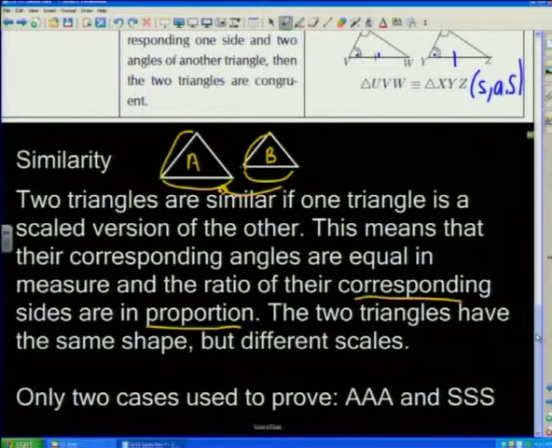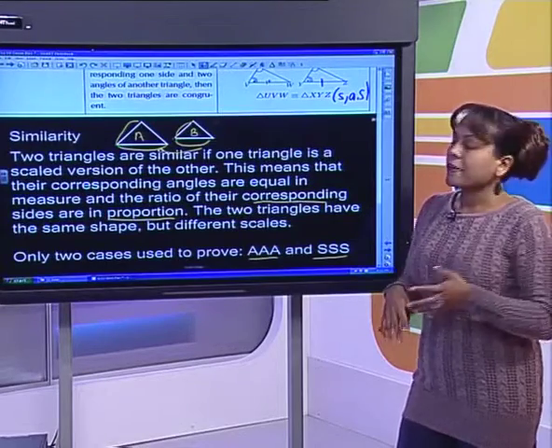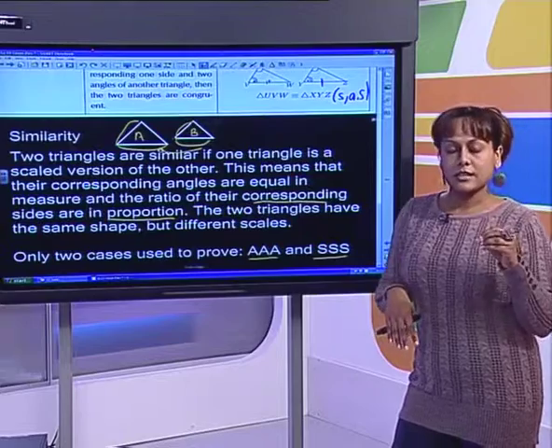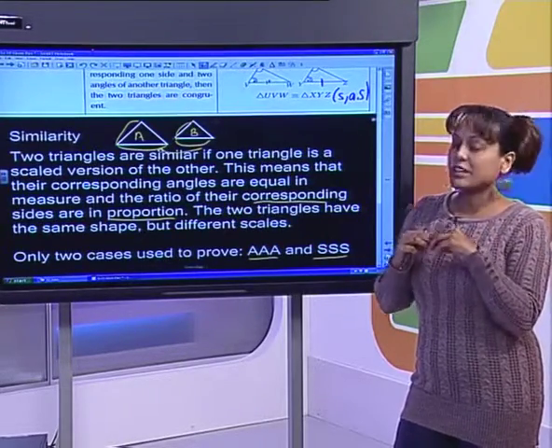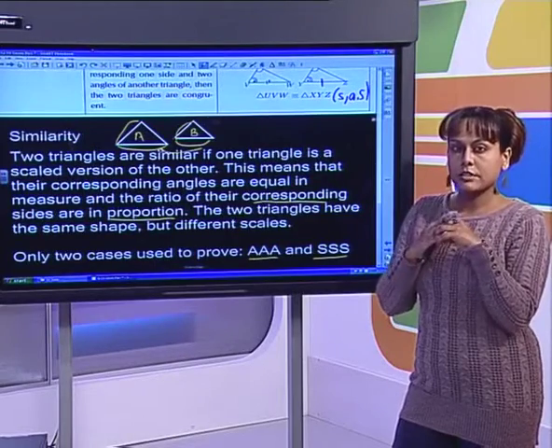There's really only two cases we use here. All the angles are the same, so angle, angle, angle, or side, side, side. That's the only two ways that you can prove that something is similar. And really, when you're proving the side, side, side, you're using the ratio and the proportion. Okay, so they're not going to have the same measurements, but they're just going to be in the same proportion.